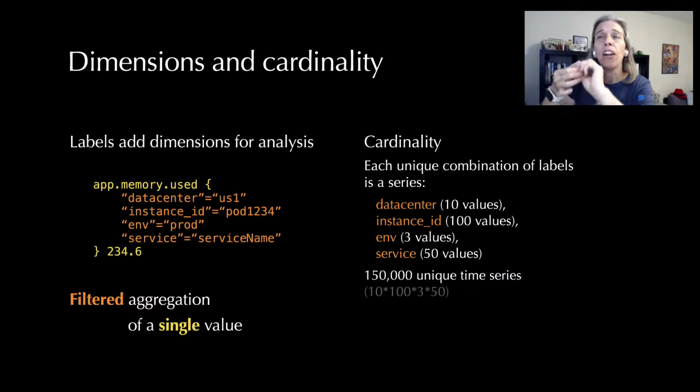So I can look at all app memory use measurements for services running in data center US1, or I could look at all app memory used for services running in the prod environment across data centers, if that was going to happen. I could look at everything. I can look at anything related to service name in prod, or I could look for things only related to that particular instance. So having those dimensions just lets me slice and dice and group and aggregate those single numbers in different ways.